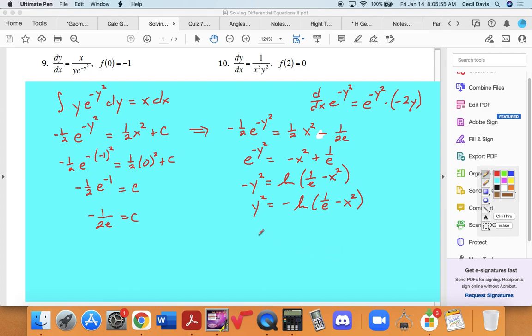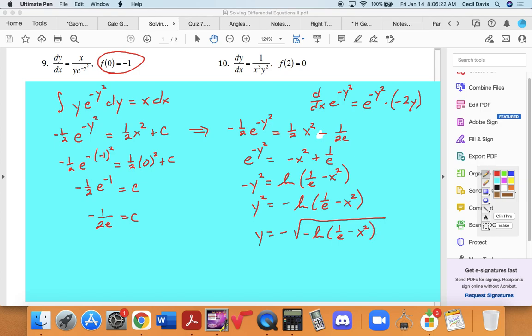And then take the square root, and notice that we want f of 0 to end up being negative. So I want the negative root. So y is going to be the negative square root of negative natural log of 1 over e minus x squared.